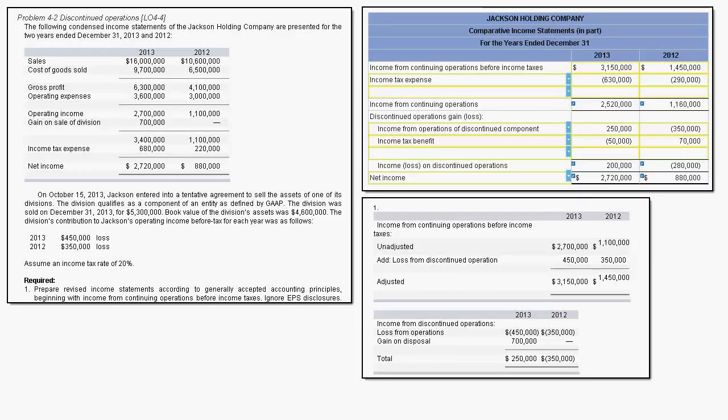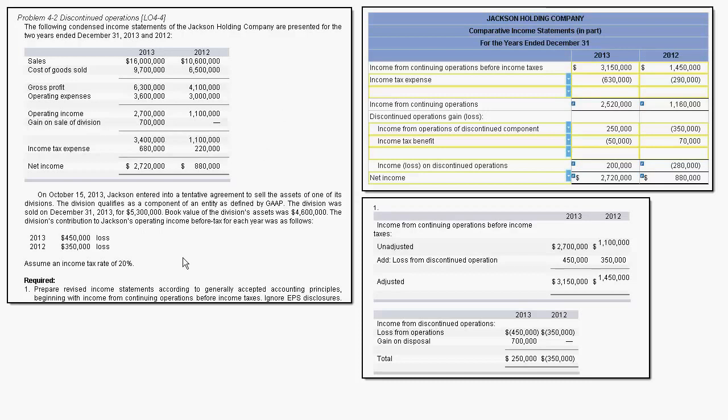Let's take a look at problem 4-2, which is a problem involving discontinued operations. On the left part of the screen where I'm pointing now, you can see the information that they've given you. We've got condensed income statements for Jackson Holding Company for 2012 and 2013.